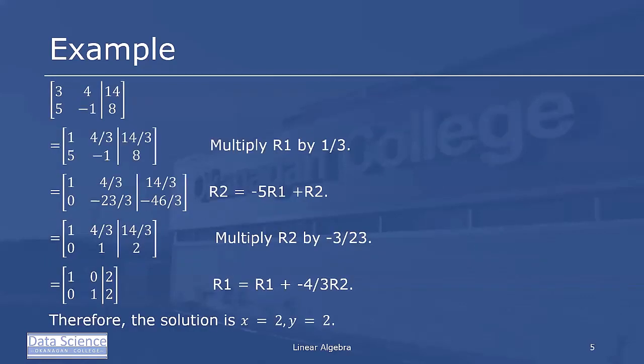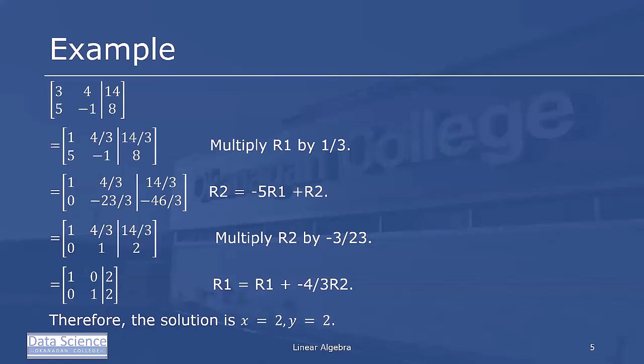The first thing that we're going to do is multiply row 1 by a third. The reason we want to do this is because we want to get the entry in the 1, 1 spot from a 3 to a 1. So dividing row 1 by 3 will accomplish that. Row 2 remains the same, and row 1 becomes 1, 4 thirds, and 14 thirds.